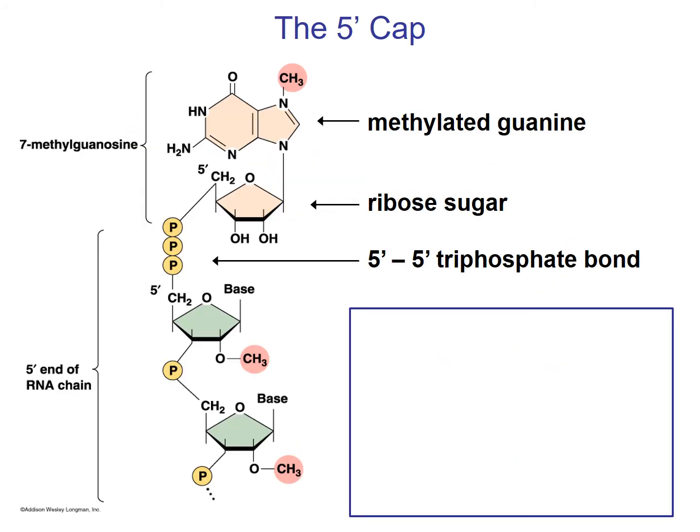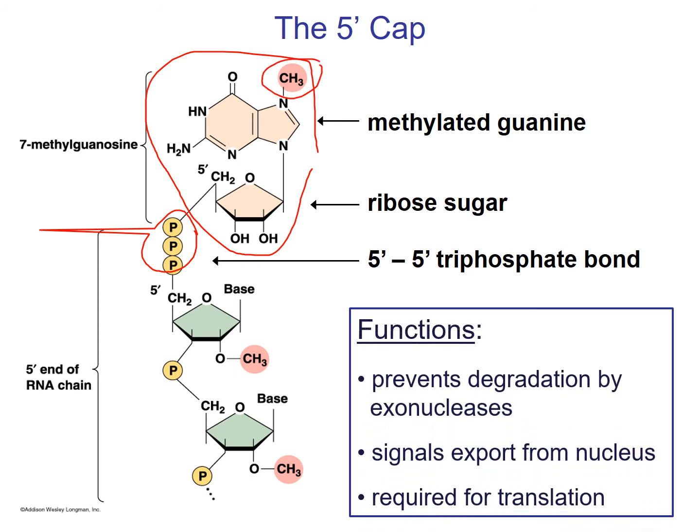So there's the 5' cap. You can see what the structure looks like. You've got 3 phosphates. You've got a guanine here, and there's a ribose, and there's a methyl group here as well, if you're interested in the chemistry. Remember what it does. It protects it from degradation, signals it for nuclear export, and helps with binding to the ribosome.